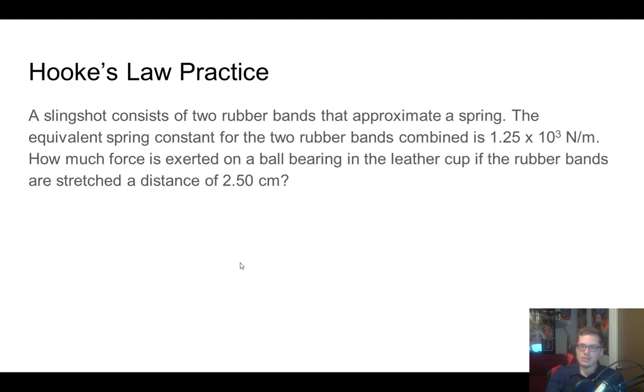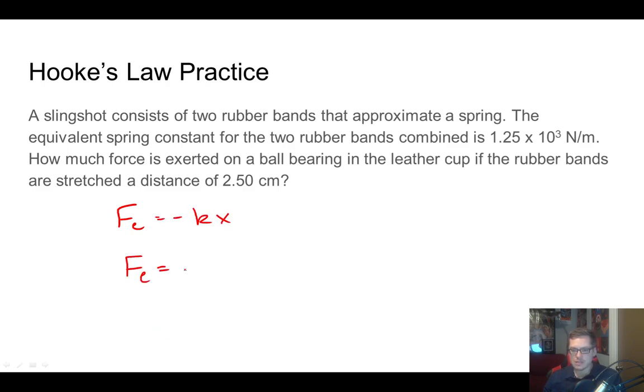All right, let's do a quick little practice problem here. It says a slingshot consists of 2 rubber bands that approximate a spring. The equivalent spring constant for the 2 rubber bands combined is 1.25 times 10 to the 3rd newtons per meter. How much force is exerted on a ball bearing in the leather cup if the rubber bands are stretched a distance of 2.5 centimeters? So Hooke's law here: force elastic is equal to negative k times x.